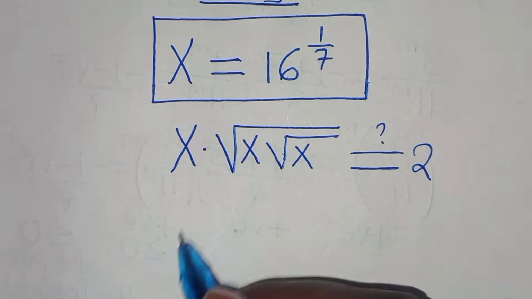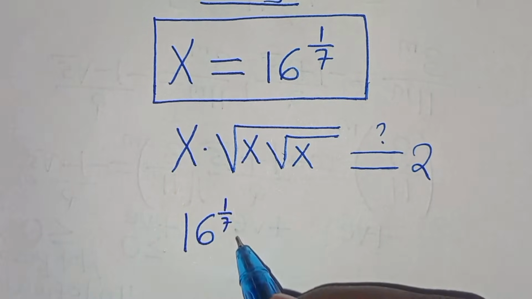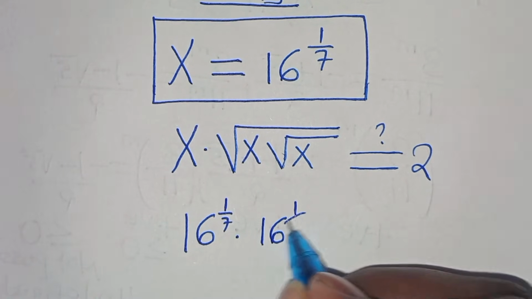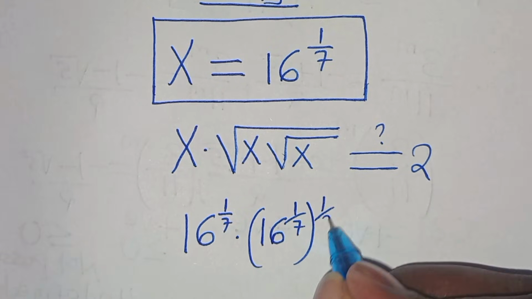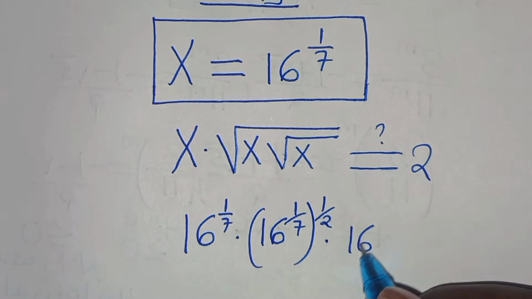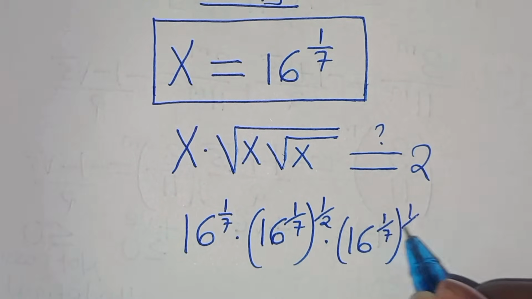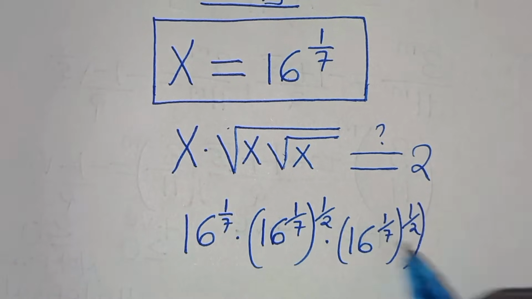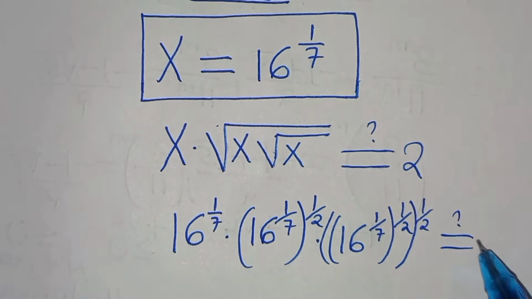Now, we have x as 16 raised to the power of 1 over 7, multiplied by 16 raised to the power of 1 over 7, and this is raised to the power of a half. Then times 16 raised to the power of 1 over 7, raised to the power of a half, since we have 2 square root signs, so raised to the power of a half, and then lastly raised to the power of a half. This should give us a value of 2.